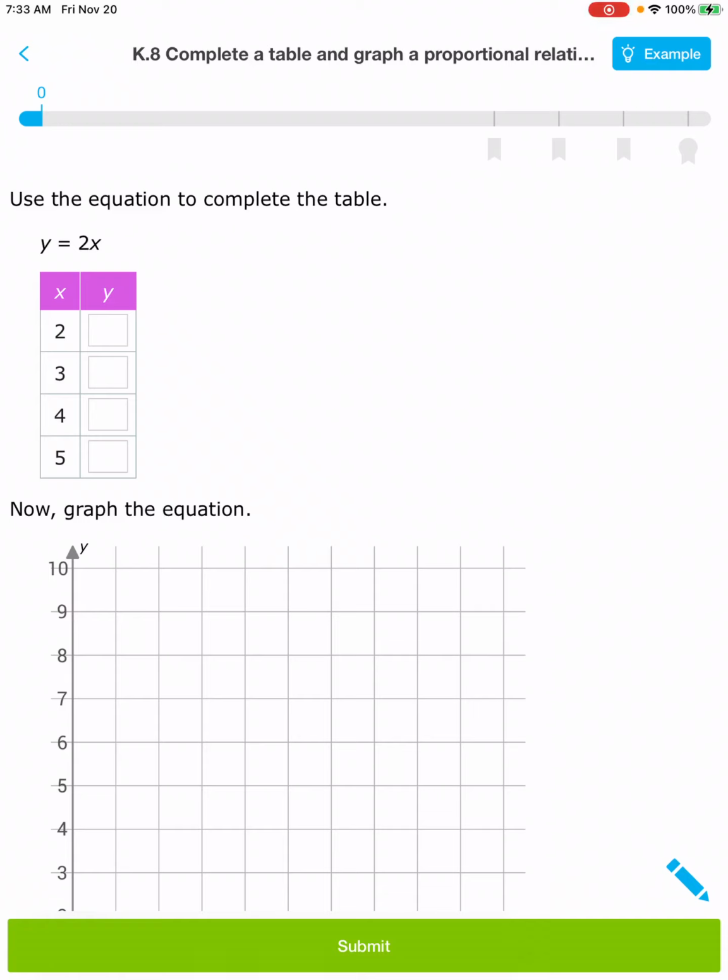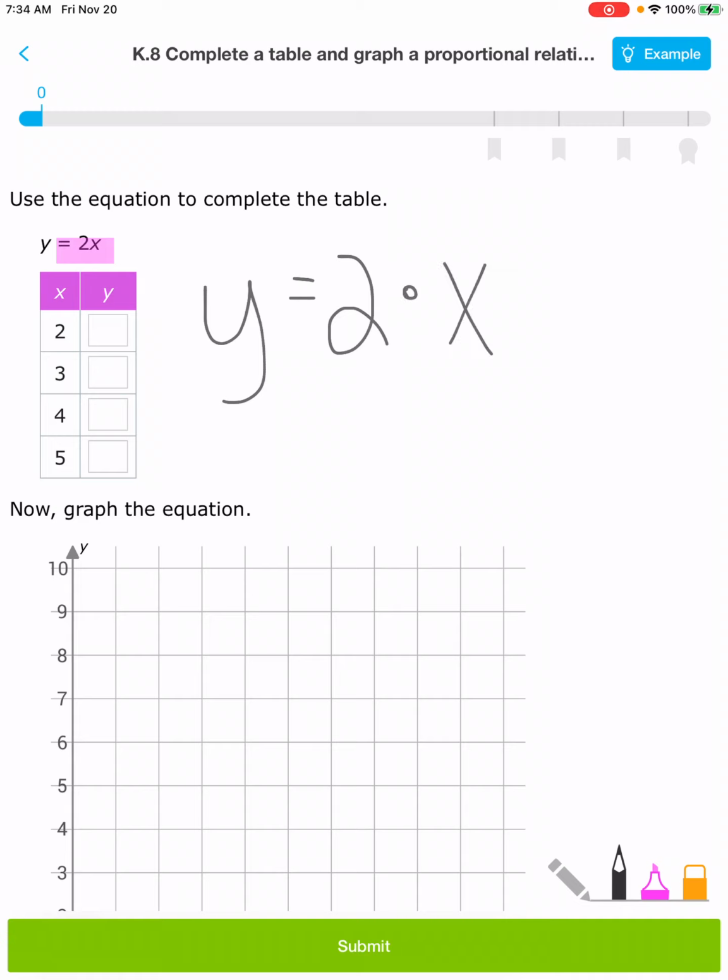All right, let's take a look at IXL K.8. It says complete a table and graph a proportional relationship. So it says use the equation to complete the table below. The equation it gives us is y equals 2x. And that means y will equal 2 times x. Okay, there's an imaginary multiplication symbol between the 2 and the x.